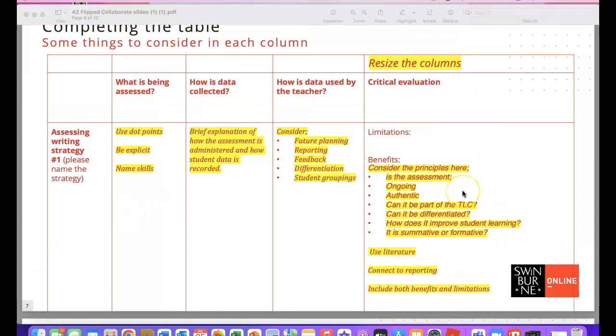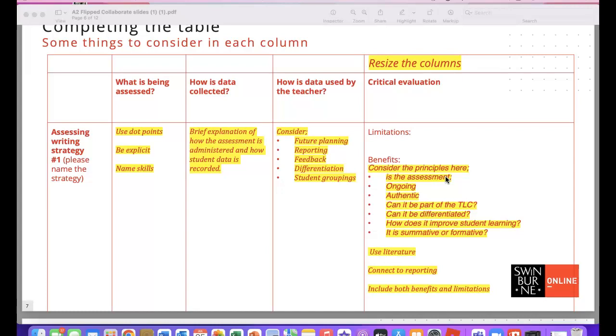Over here, we've got your benefits and limitations area. These are just some things to consider, perhaps to have in front of you as you start to think about your benefits and limitations. It says, is it ongoing? Is it authentic? Is it part of a learning team? Can it be differentiated? How does it improve learning? But also, I'd really like you to think about the quality of the data. What's the data that is being produced by this assessment?